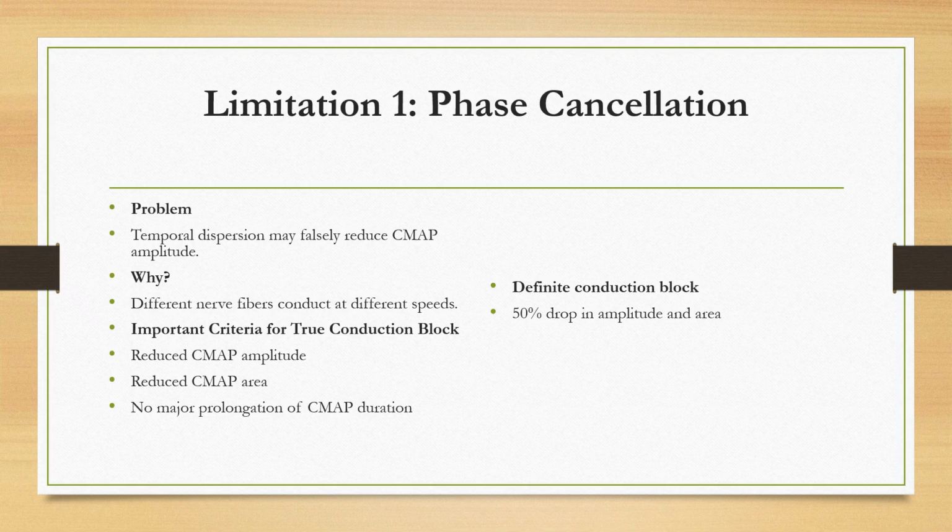Limitation 1, phase cancellation. The problem is that temporal dispersion may falsely reduce the CMAP amplitude. This occurs because different nerve fibers conduct at different speeds. Important criteria for true conduction block are reduced CMAP amplitude, reduced CMAP area, and no major prolongation of CMAP duration. To say there is a conduction block, there should be a 50% drop in amplitude and area with no major prolongation of CMAP duration.